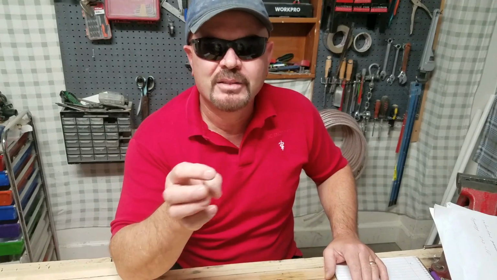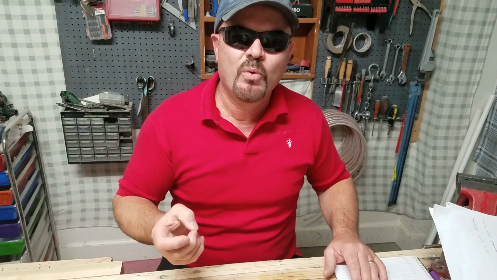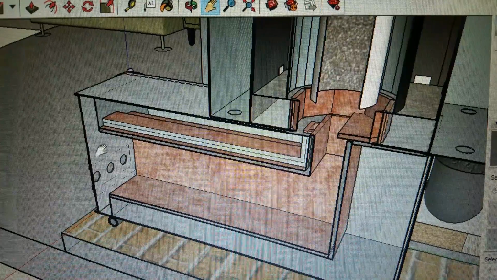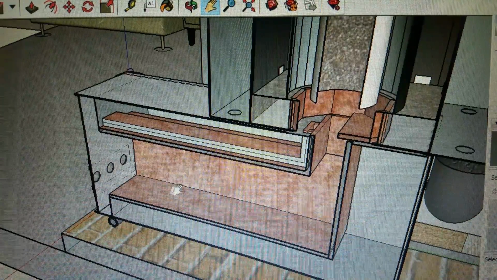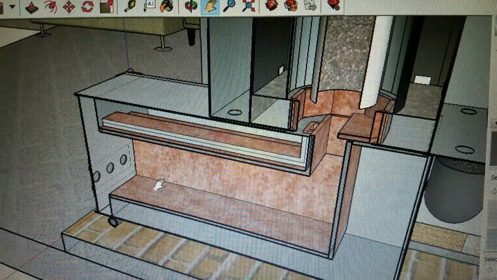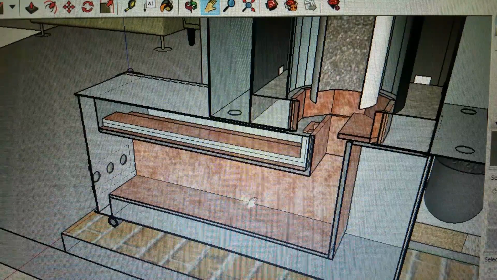Rocket mass stoves work the exact same way. Take a look at this cutaway view of my rocket stove. Here we have our damper intake. We have our firebox. This is where the magic happens. This is where the gases are heated and then rush upward.